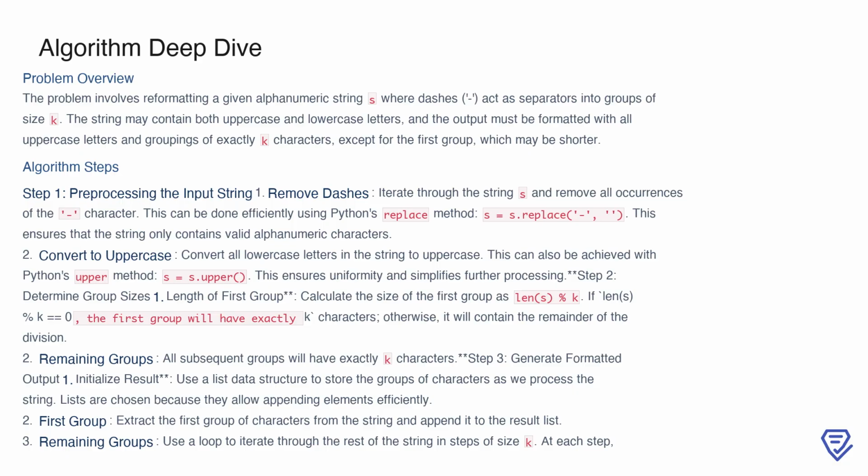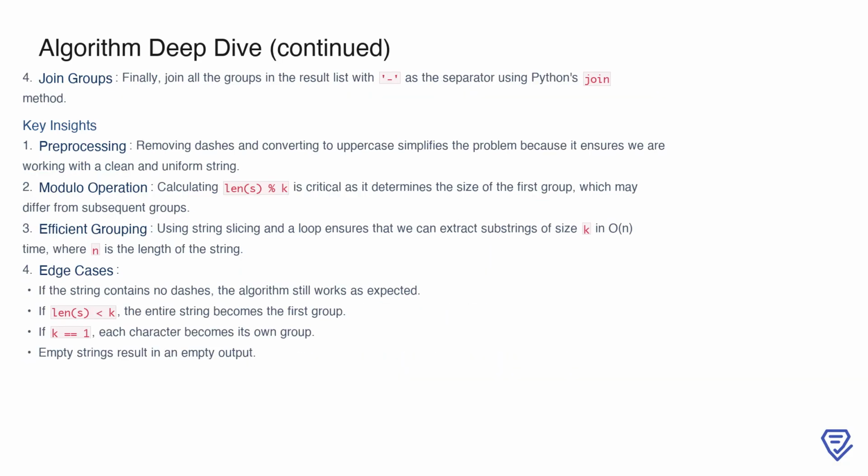all characters are grouped. Once we have all the groups stored in the list, the final step is to join them together with dashes to form the formatted string. This can be done using Python's join method, which allows us to concatenate all the elements in the list with a dash as the separator. This approach ensures that the final output adheres to the required grouping format.